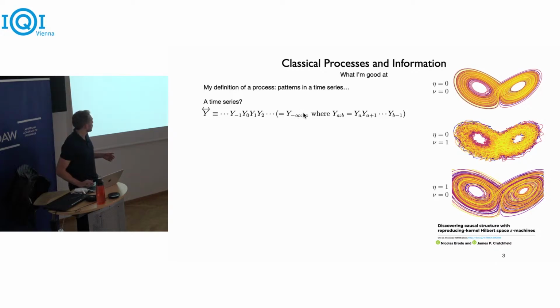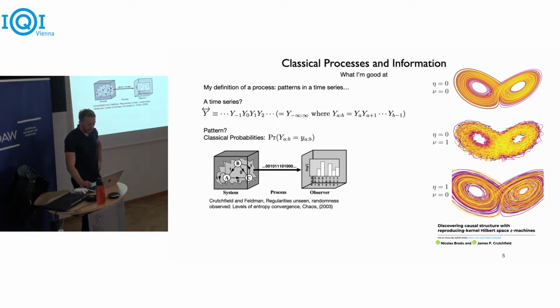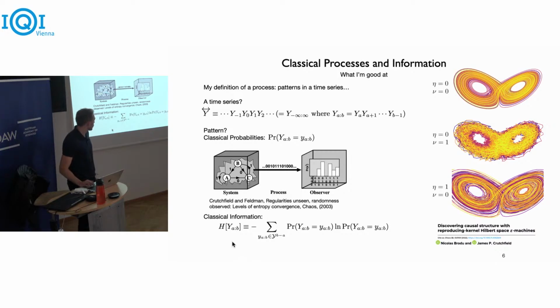This is another way that I express it, where the definition of A:B is from A to B-1. That's just a computer science convention. And with this in mind, what is a pattern? Well, that can really be deconstructed by looking at classical probabilities. Whatever dynamics might exist in your system, and whatever observations you might have of them, you can construct distributions over lengths of words that correspond to sequences of symbols, and through analysis of that, you can use classical information, which is minus the sum of p log p.